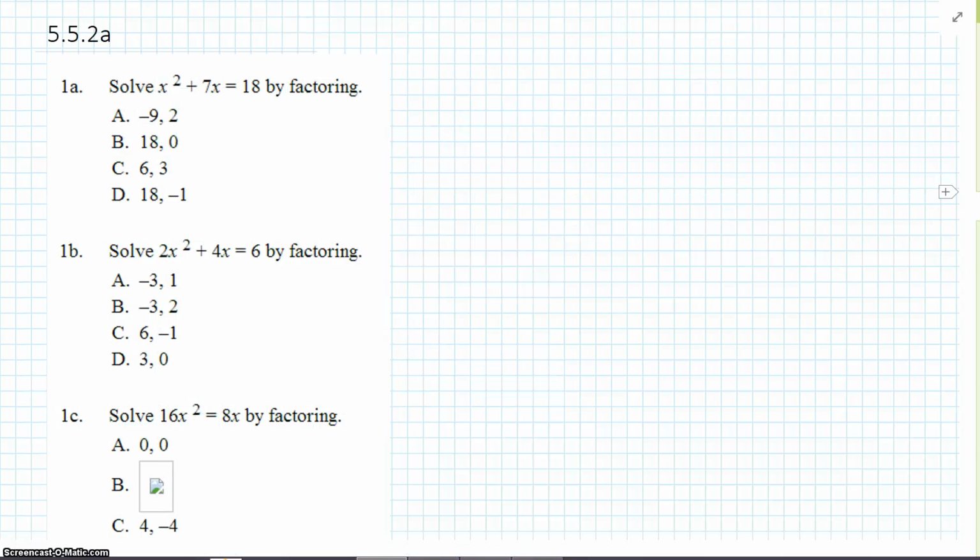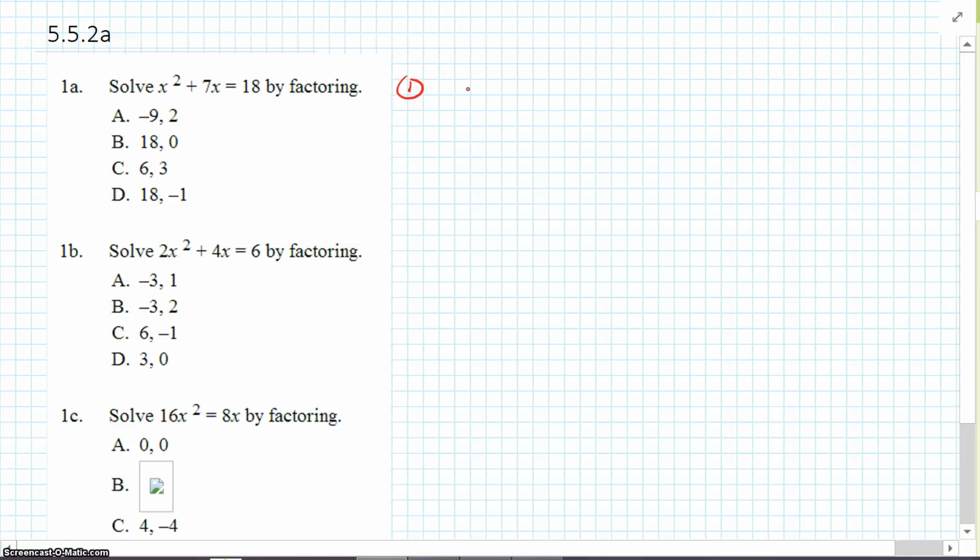Solve x squared plus 7x minus 18 equals 0. Well, step 1 was we're going to put it in standard form. So we have x squared plus 7x equals 18. We're going to subtract 18 from each side, so we get x squared plus 7x minus 18 equals 0.